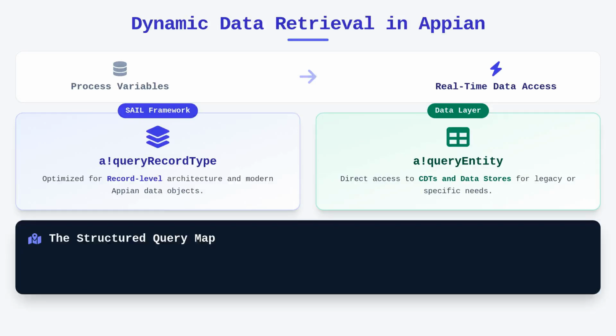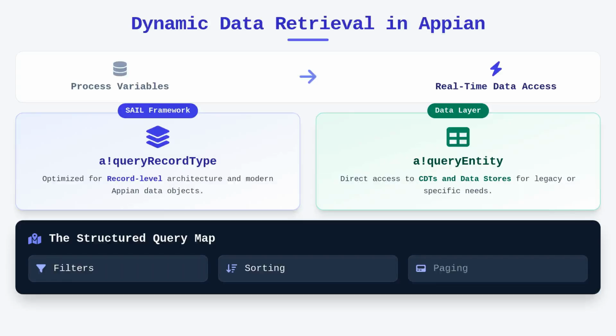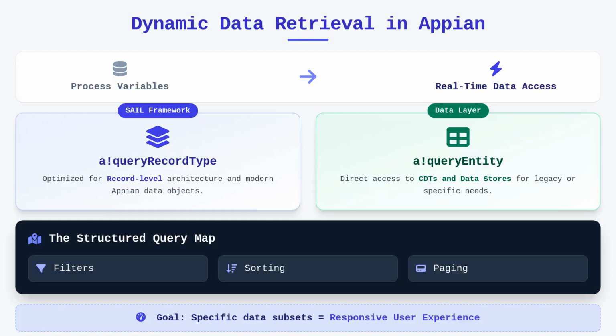A query is essentially a structured map of parameters that includes filters, sorting, and paging information. By defining these parameters programmatically, you ensure that your components only retrieve the specific subset of data required, which is essential for maintaining a responsive user experience.